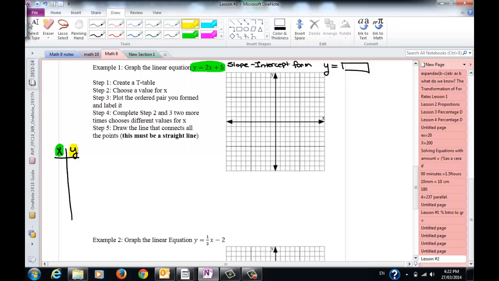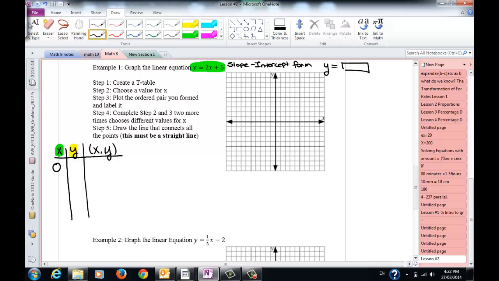Again, it's just like an ordered pair. It goes in alphabetical order. I'm going to add a little extra column here, and that's just going to be the ordered pair so we can see it all together, just like how we plotted the points last class. Okay, so step 2 says choose a value for x. Now, when we're in this form, the easiest one to choose is x equals 0.